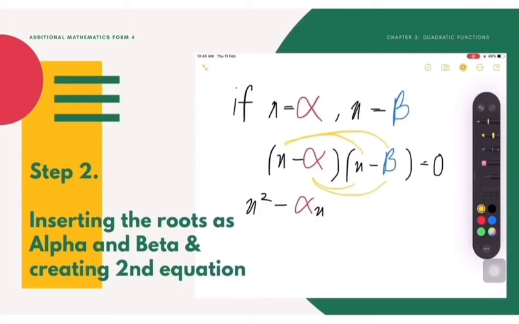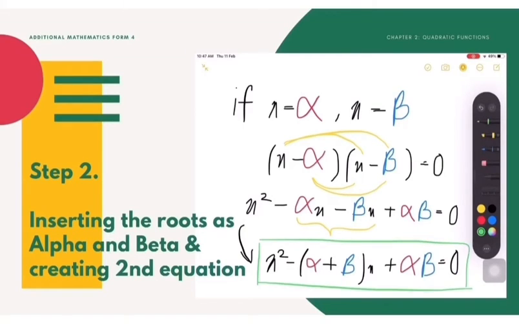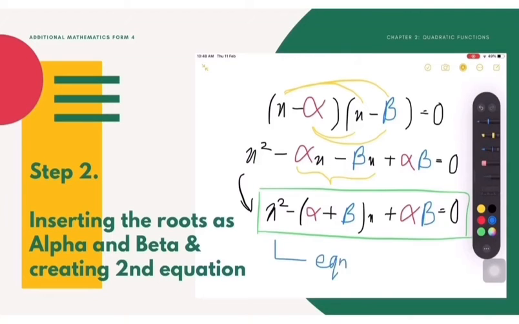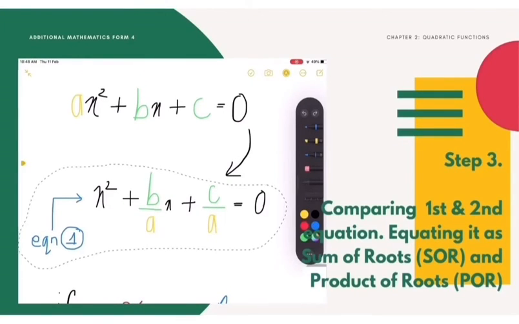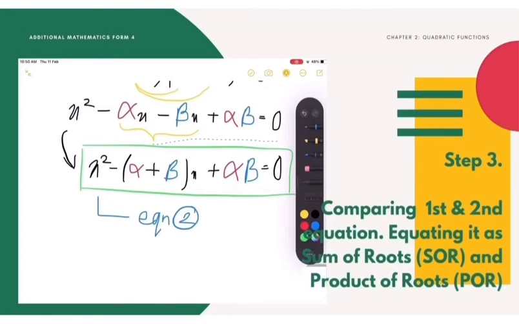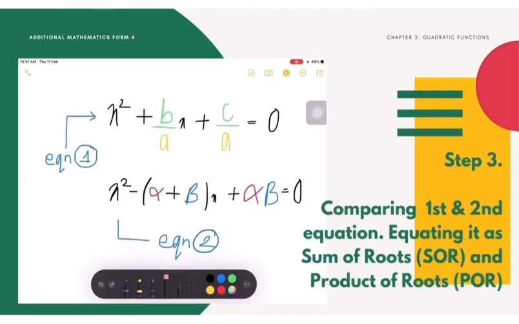It will then be x squared minus alpha x minus beta x plus alpha times beta equals 0. As we expand it, we will have to simplify and we will get the following equation: x squared minus (alpha plus beta) x plus alpha times beta. This will be the second equation. Once we have both equations, we can compare them. For both equations, x squared remains the same, so we will leave them unchanged.